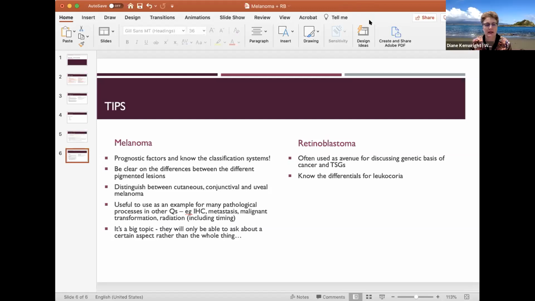The other tip about melanoma that I would put in is genetics. I included that under prognostic things, but more and more they're going to be asking you about genetics in the written questions. Recognizing the difference between the genetics for uveal and conjunctival/skin melanomas is really important. And there's a new immunohistochemical stain that I will be talking about that relates to the genetics and the prognosis.